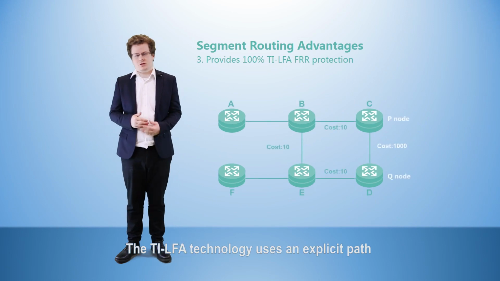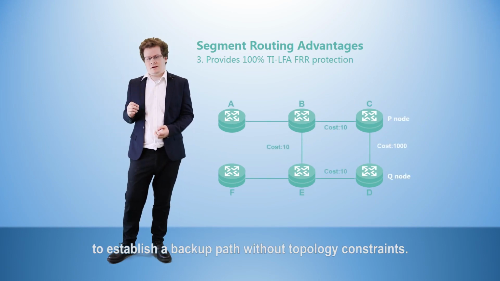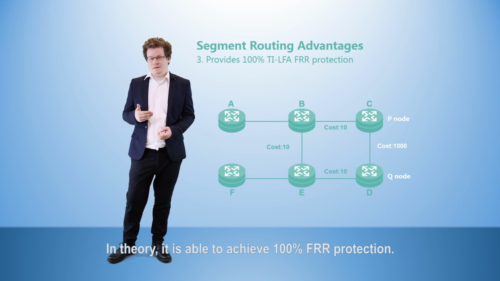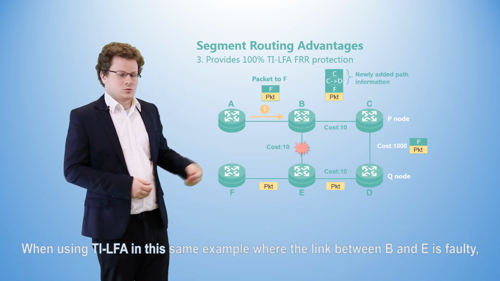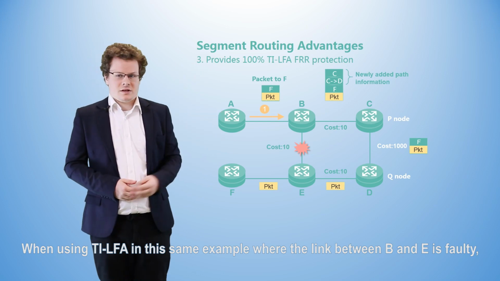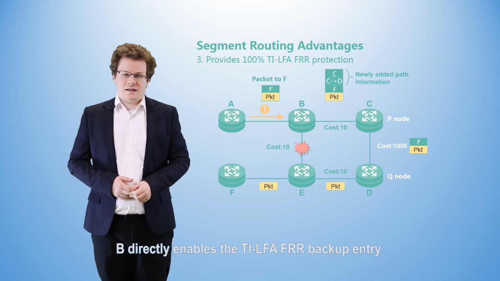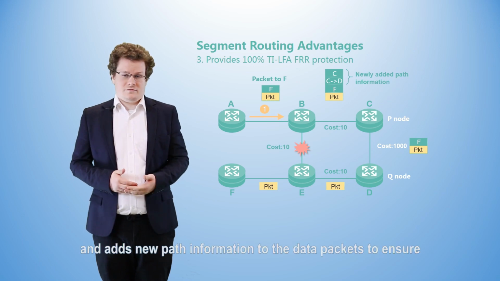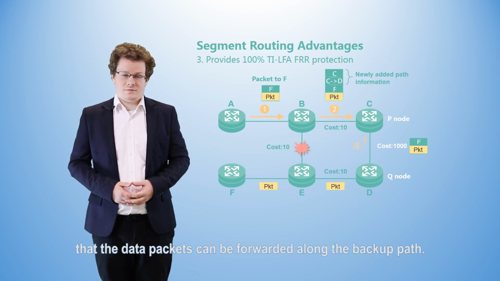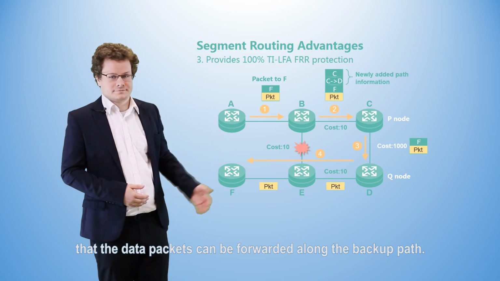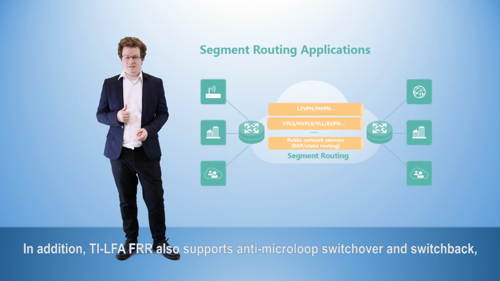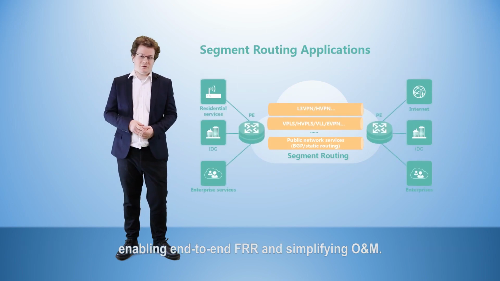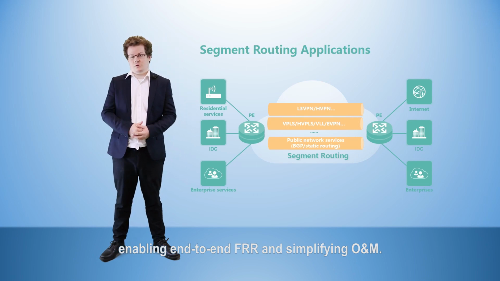The TI-LFA technology uses an explicit path to establish a backup path without topology constraints. In theory, it is able to achieve a 100% FRR protection. When using TI-LFA in this same example, where the link between B and E is faulty, B directly enables TI-LFA FRR backup entry and adds new path information to the data packets to ensure that the data packets can be forwarded along the backup path. In addition, TI-LFA FRR also supports anti-microloop switchover and switchback, enabling end-to-end FRR and simplifying O&M.